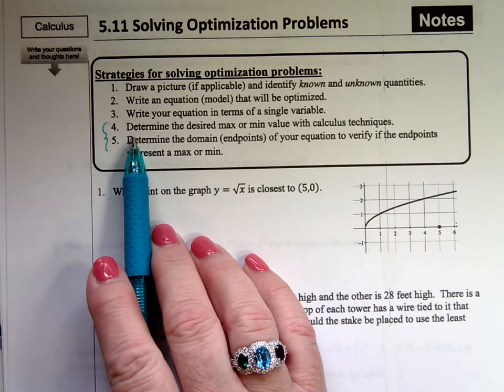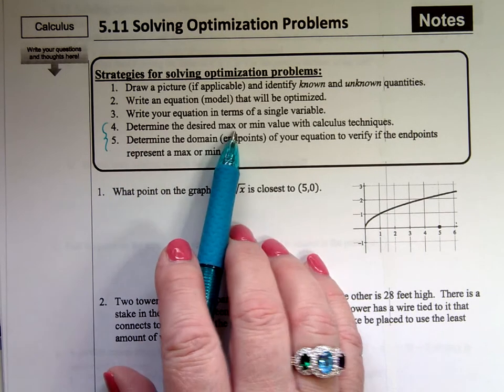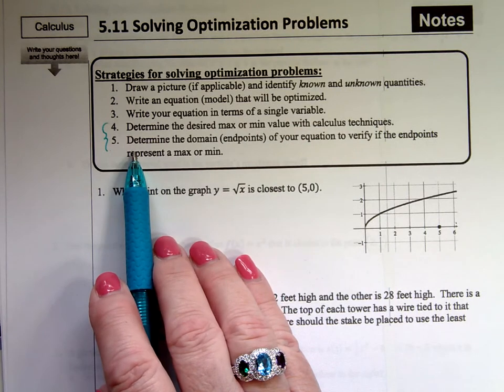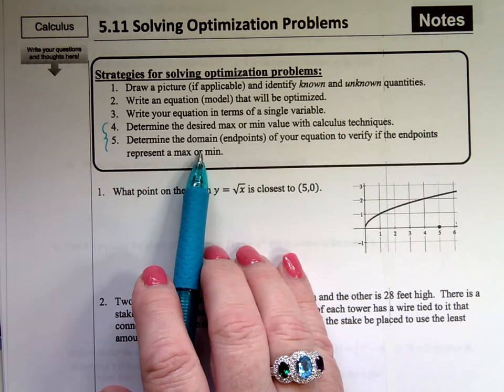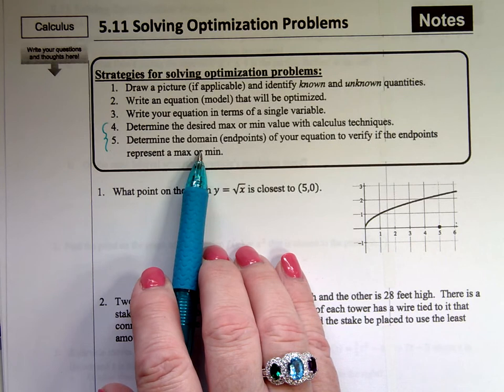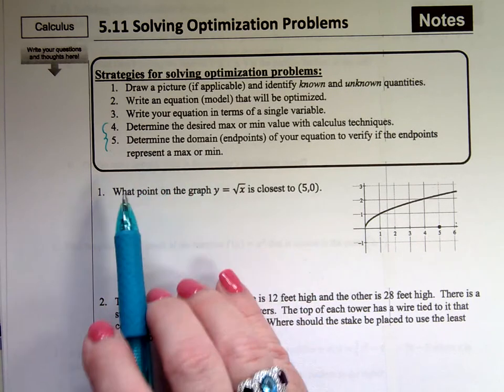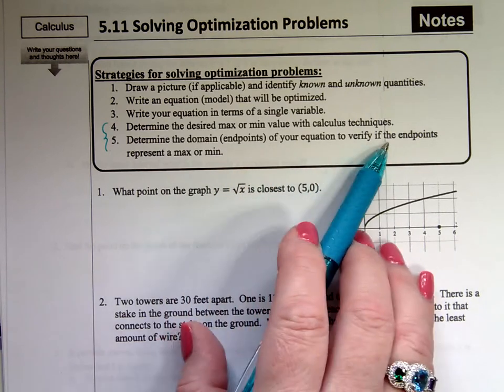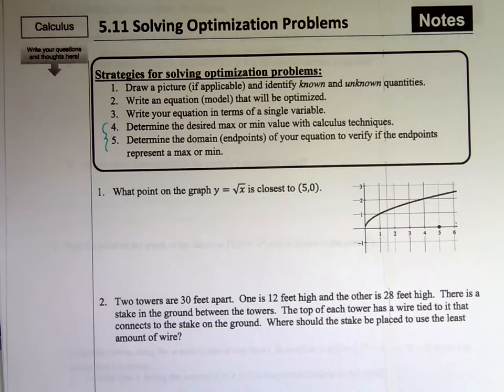So we're going to be concentrating on determining a maximum or minimum value using calculus, and then making sure that the domain, the endpoints of your equation, actually represent the maximum or min. So determine the domain or endpoints of your equation to verify the endpoints represent a max or min. Pretty much here's the deal. We're going to take the equations that you came up with in section 510.